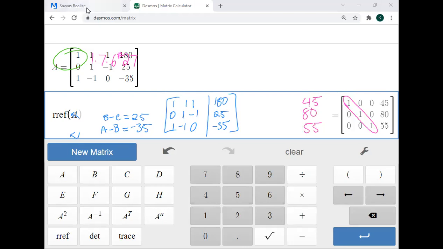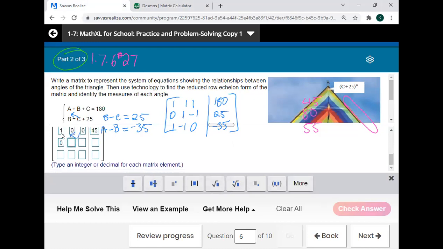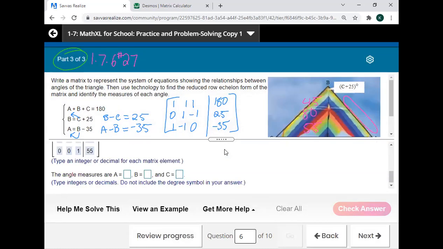So we'll go back over to Savvas, and in our matrix here, we've got our 1, whoops, that's all in that first box there. 1, then 0, 0, and then that 45, and then 0, 1, 0, 80, and then 0, 0, 1. So we have that diagonal of 1s and 55. And we'll check our answer. Well done. Well done for the computer, because we just had to type stuff in.